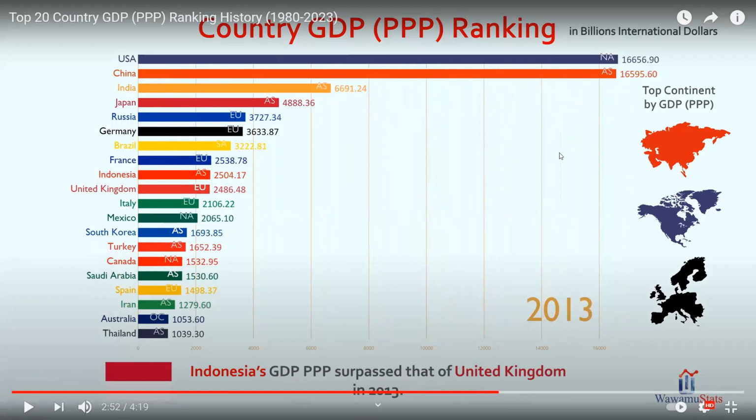Okay, 2013. That's only 8 years ago. China and USA virtually neck and neck. And if you saw how fast that red bar was growing over the previous 10 years for China, we as a country were not growing nearly as fast in terms of what we produce.